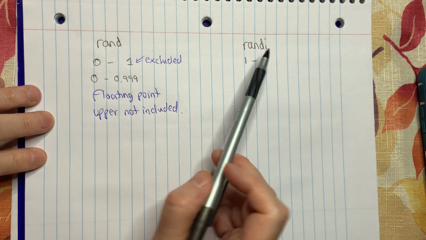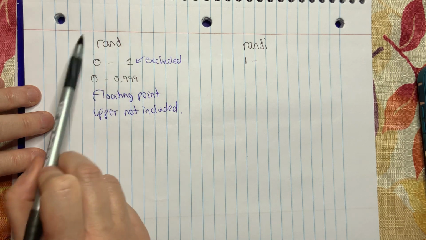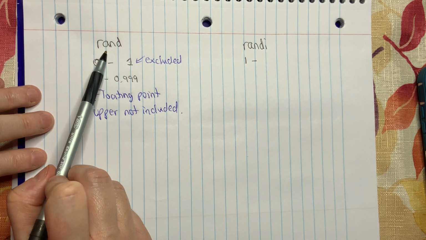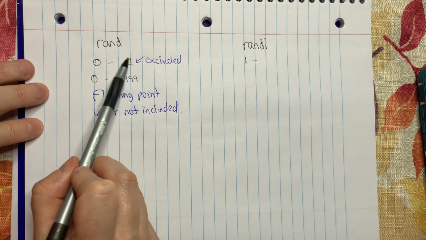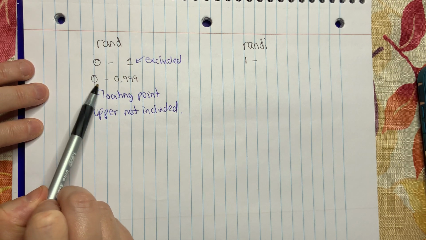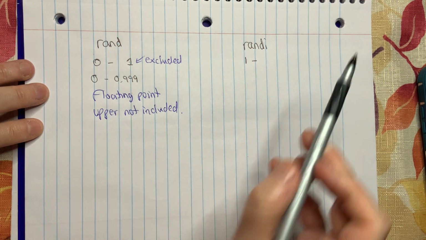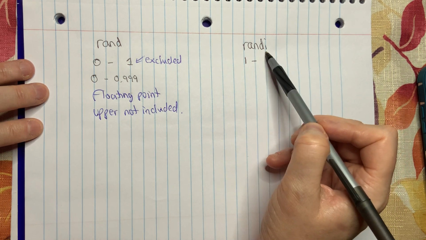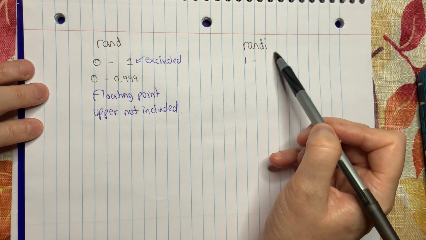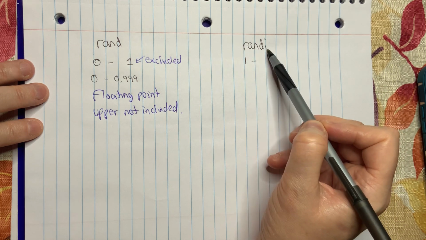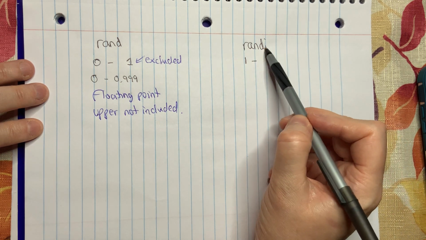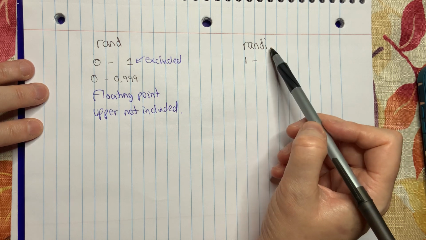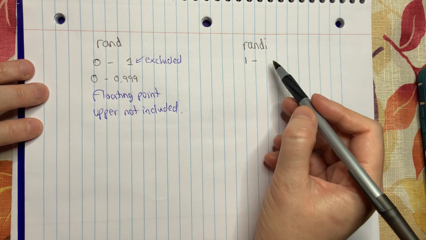So if you just say rand and you run it, the computer is already going to know to give you a random floating point, or a random decimal number, between 0 and 1, 1 not included. So it's going to be anything between 0 and 0.9999. The randi function, on the other hand, you have to give it an upper limit. If you just say randi and you run it, it's going to give you an error because it's not going to know what the upper limit is that you want it to return the random integer for.